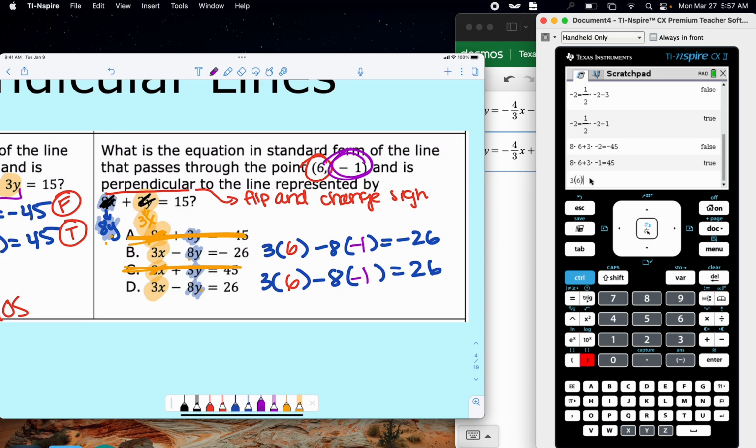3 parentheses 6 minus 8 parentheses -1 equals -26. Enter. That gives you false. So let's try D. 3 parentheses 6 minus 8 parentheses -1 equals 26. That gives you true. So my answer would be D.